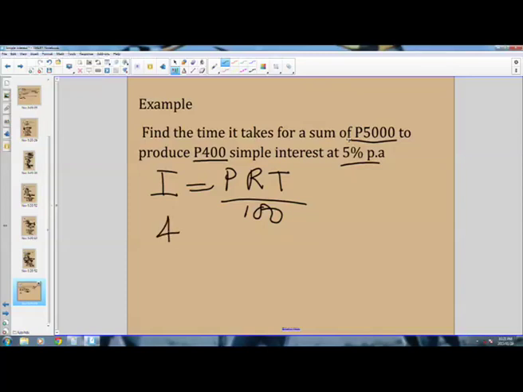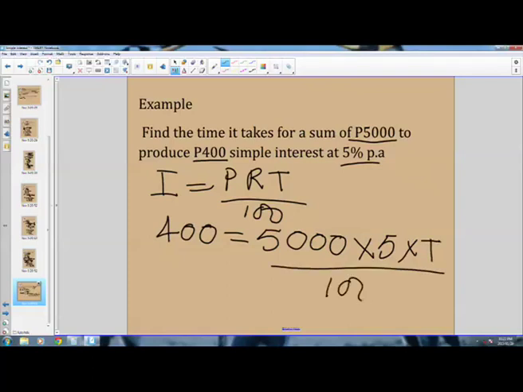The interest is 400 pula, so our I is 400 pula. It's equals to the principal. The principal amount is 5,000 pula, so it's 5,000. The rate is times 5%, so it's times 5. Time, do you have time? No, so it's times T divided by 100. We have substituted 5,000 times 5 times T divided by 100, giving you the simple interest of 400. Divide now.